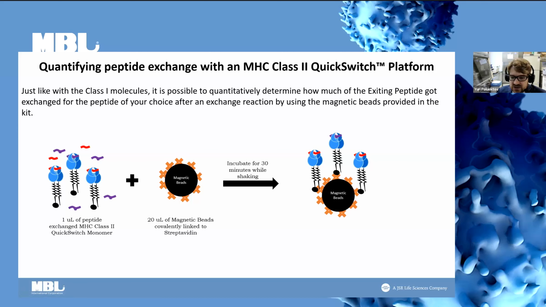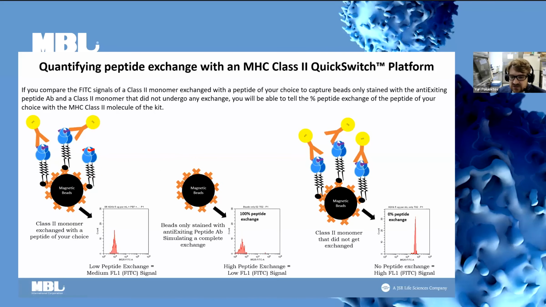The washing and antibody staining procedures for the Class 2 kit are nearly identical to those of Class 1, and you just have to use different kit components. By looking at the FITC signal of the unexchanged MHC Class 2 monomer, you can identify what percentage of MHC molecules still contain the exiting peptide after the QuickSwitch exchange procedure.